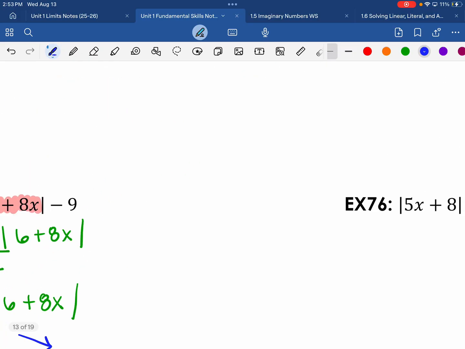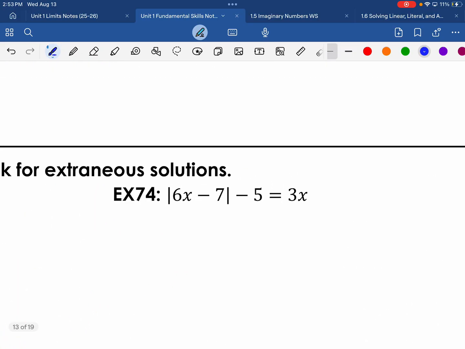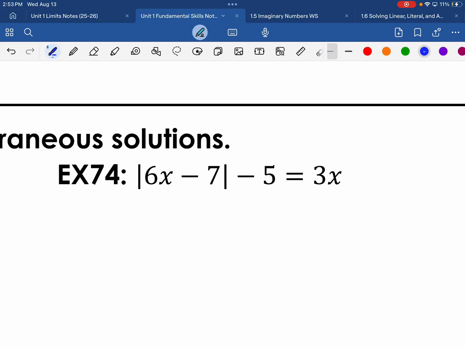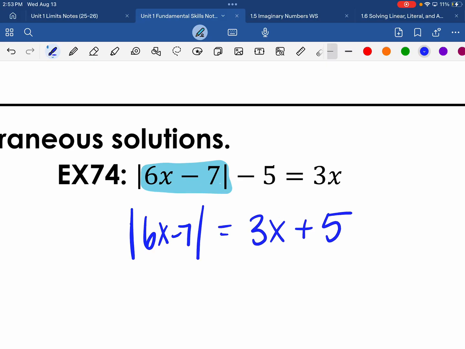All right, so let's talk about 74. And this will probably be my last one. So on 74, I've got the 6x minus 7. What do I need to move? The 5. All right, so I've got two things over here. I have 3x plus 5. When you have two things over there, don't worry about whether they're negative or not. You have to solve the whole thing out.